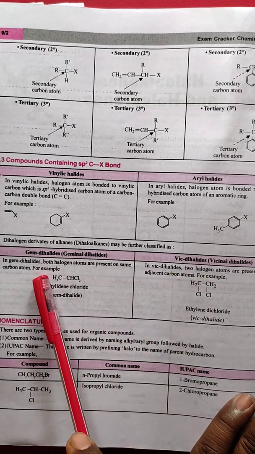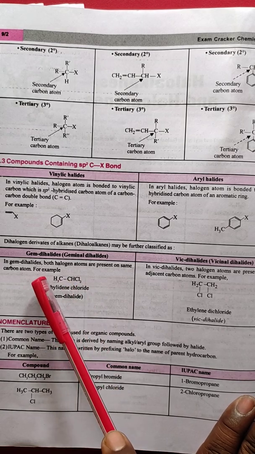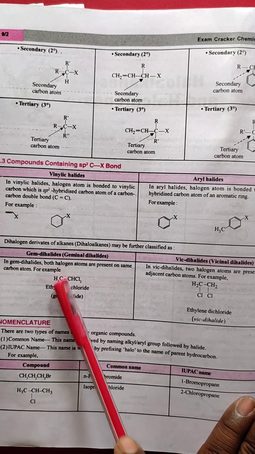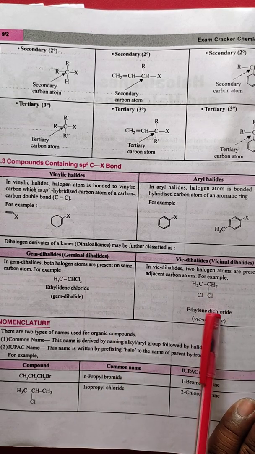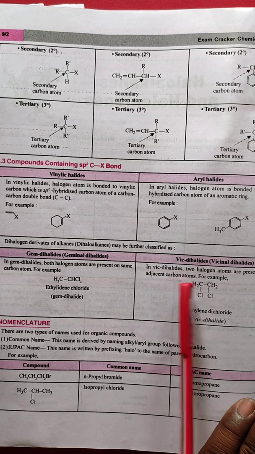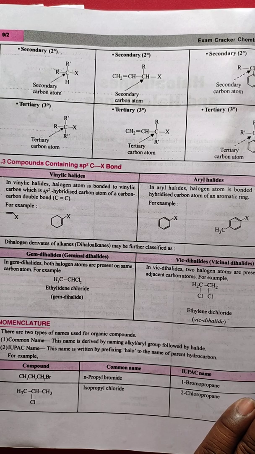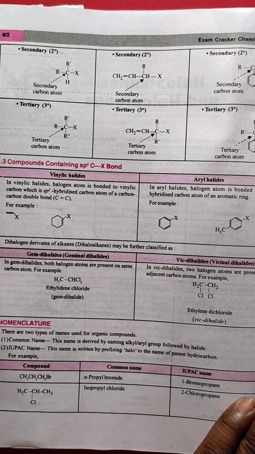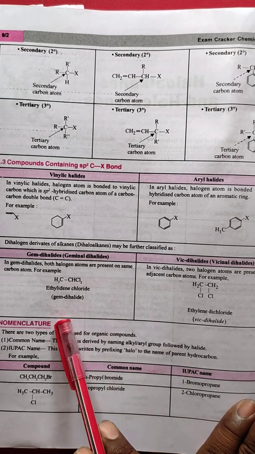What is a geminal dihalide? In geminal dihalides both the halogen atoms are present on the same carbon atom, while in vicinal dihalides the two halogen atoms are present on adjacent carbons. If they are present on the adjacent carbon, then that becomes a vicinal dihalide. If the halogens are present on the same carbon, then that becomes a geminal dihalide. This is the way by which we distinguish these two different types of dihalides.